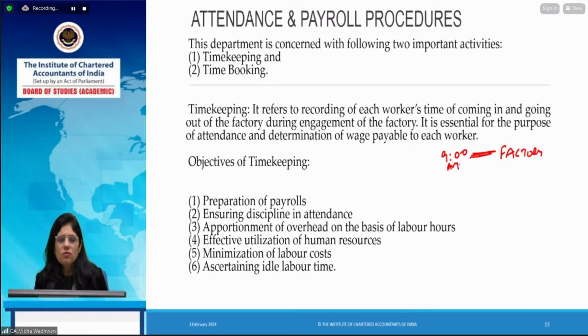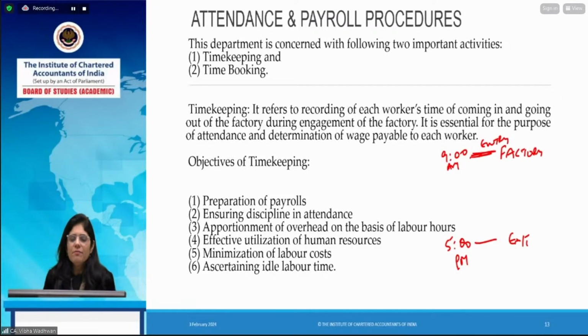Maybe through whatever attendance methods we'll discuss. And then the entry time, and then he's leaving at 5 p.m. All right. So he's making an exit. And here he is making an entry. So timekeeping is workers coming in and going out. So 9 a.m. and 5 p.m. This time of every worker will be prepared by the timekeeping department.